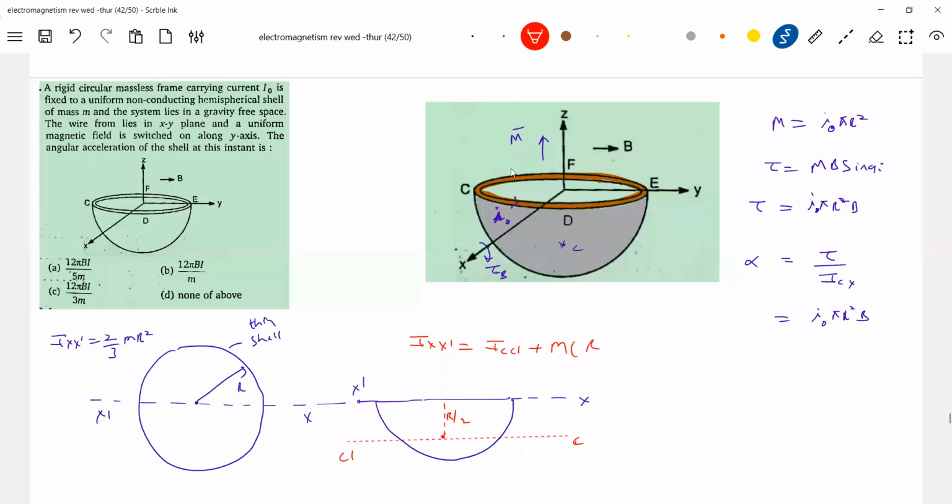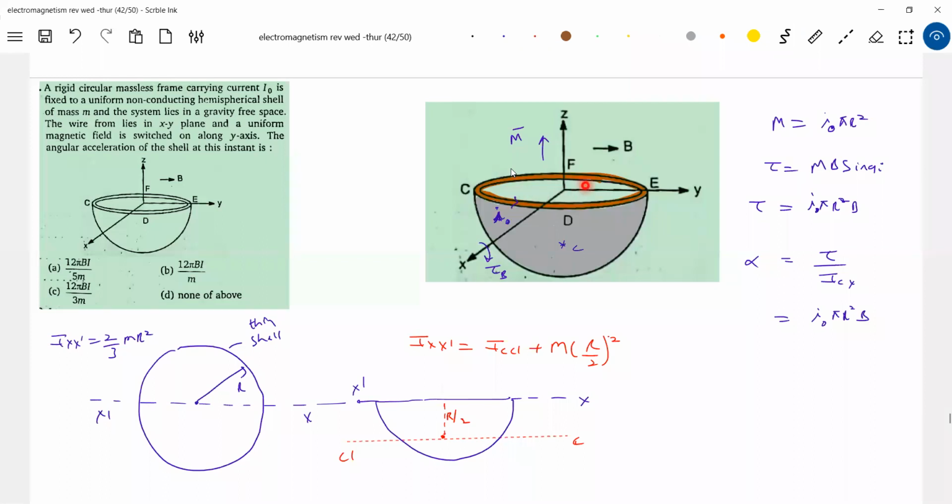Will the torque be set up through the center of mass of the ring? No, because only that part is carrying current. Only that top ring part will have torque acting on it. So the net torque should act along the center of the ring. No, the ring is fixed, no? Here, the ring is fixed.